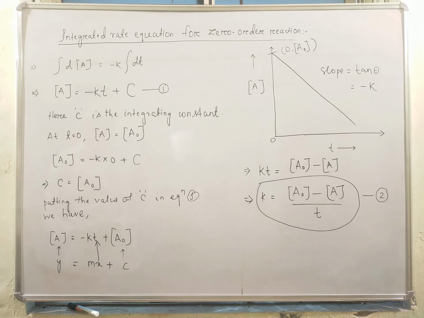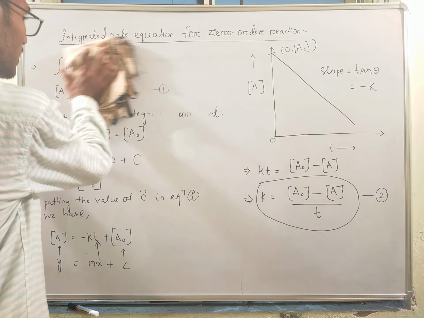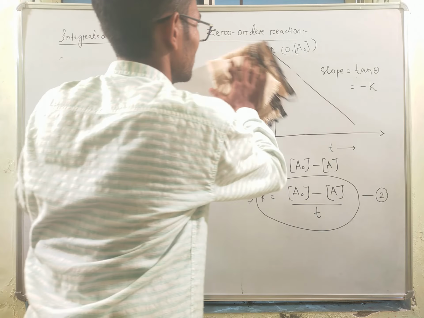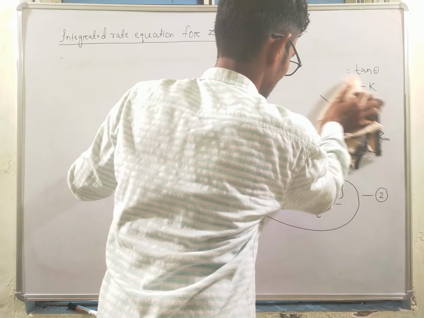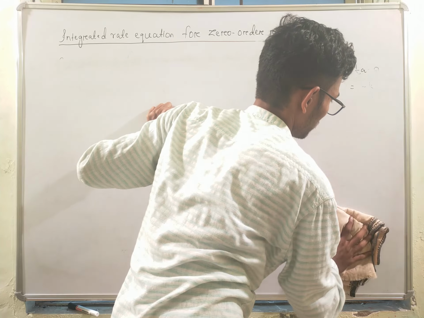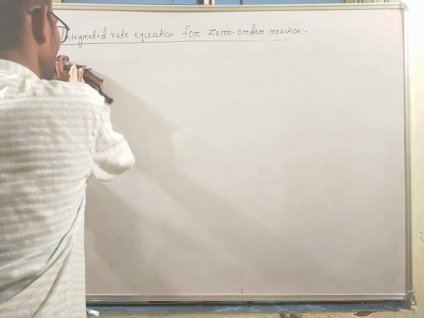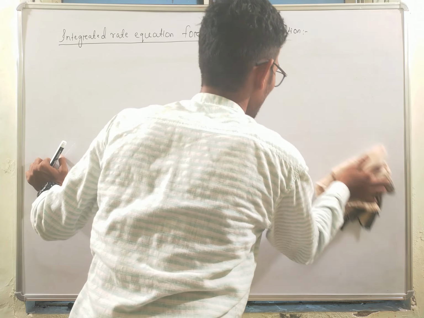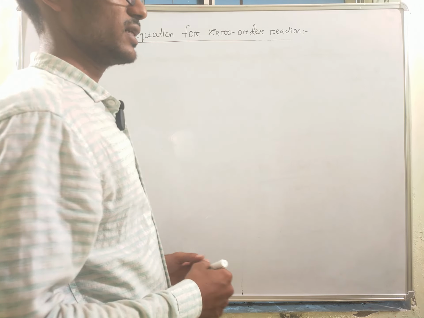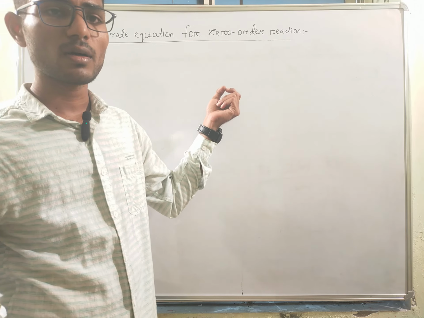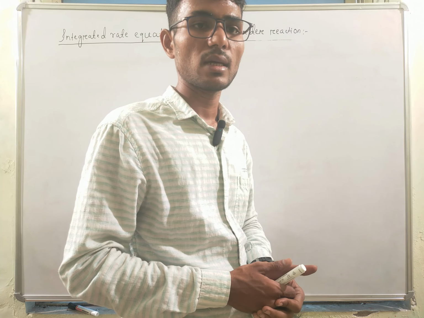Now we have to find the half life period for zero order reactions. Next is half life period for zero order reaction. So what is half life period? The half life period is the time required by the reaction for half of the completion, is known as half life period.